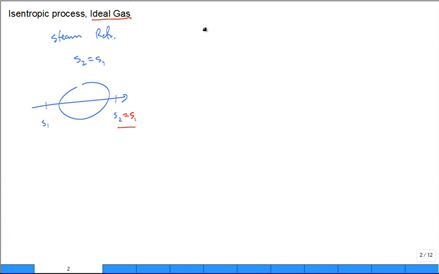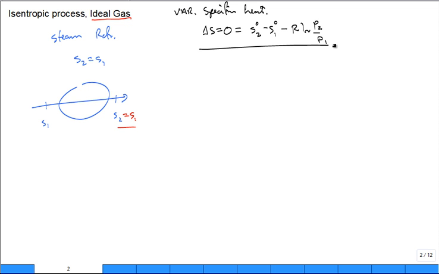So we have delta S is equal to 0. What is delta S for an ideal gas? It depends if you're going to do variable specific heats or constant specific heats. Let's handle variable specific heats first. S2 naught minus S1 naught minus R natural log of P2 over P1. Does that equation look good? Does it look familiar? So this is for, let's say, air, and we're accounting for the temperature-dependent specific heats.